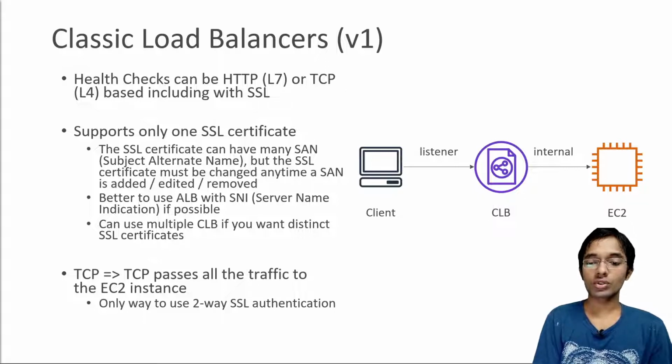In case you are doing TCP to TCP traffic, then all the traffic is going to go directly to the EC2 instance, passing through the classic load balancer. This is the only way you can do two-way SSL authentication on a classic load balancer. The SSL authentication happens at the EC2 instance level. To summarize, the client talks to the classic load balancer, which talks internally to the EC2 instance.